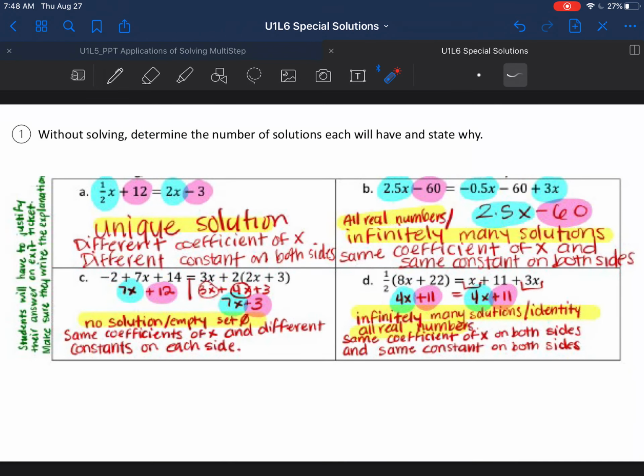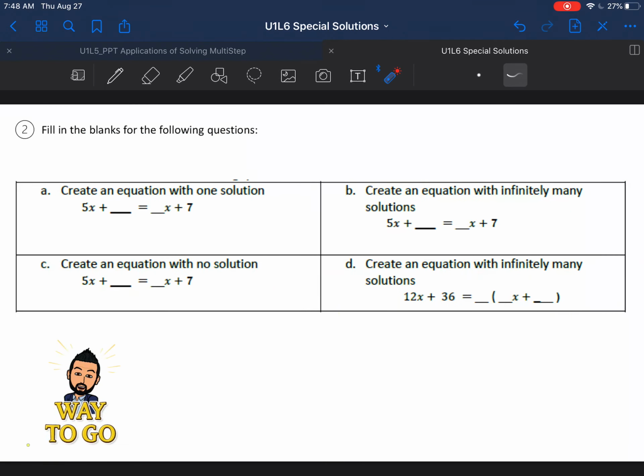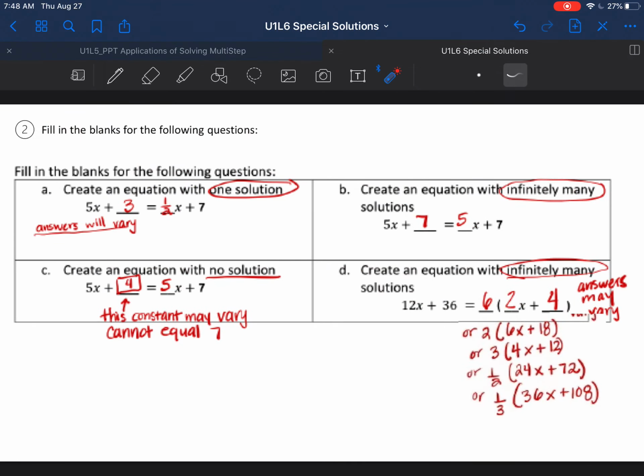Here's the solutions. Remember, your directions are without solving, determine the number of solutions. So you can look at the coefficients and the constants and determine how many solutions there are. Question 2, fill in the blanks for the following questions. Here you're creating equations. There are multiple answers. Answers will vary. Make sure that you pause the video. Solutions are coming in 3, 2, 1.